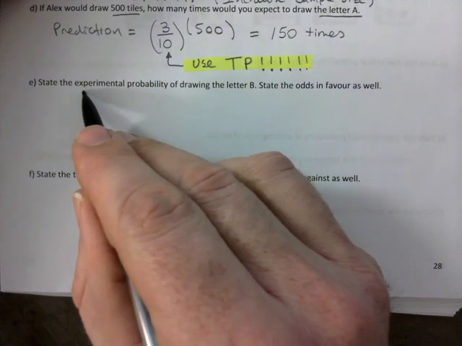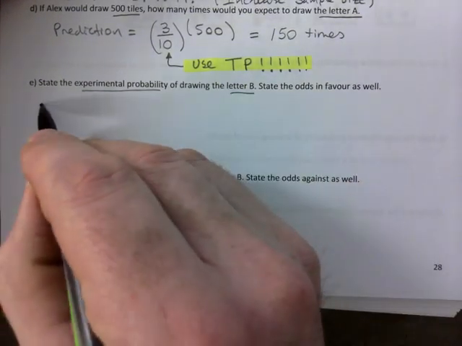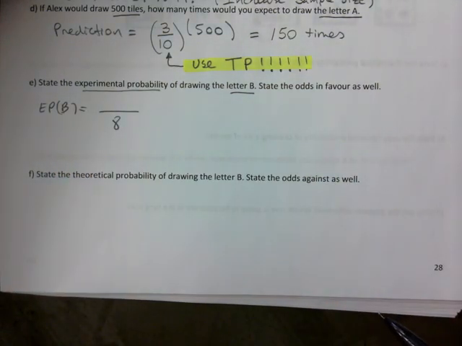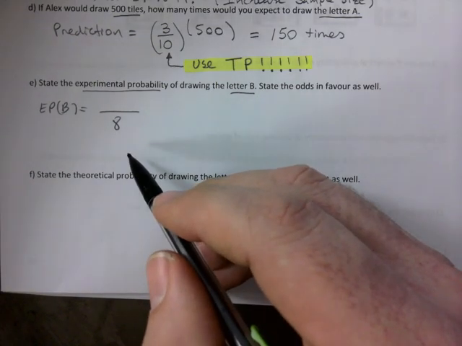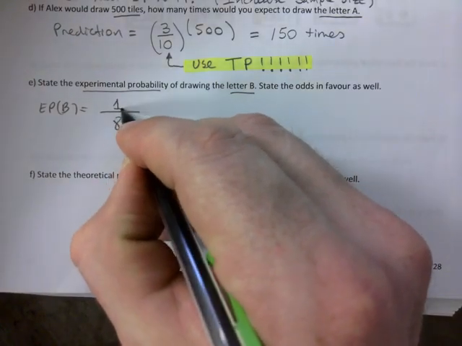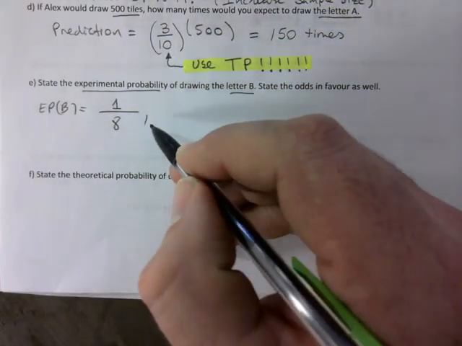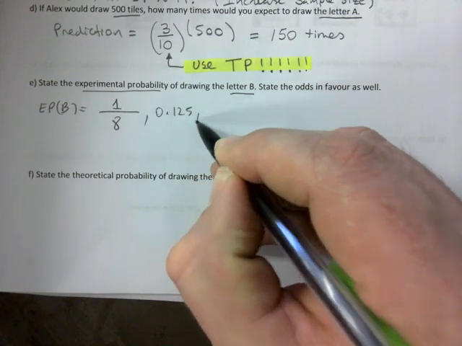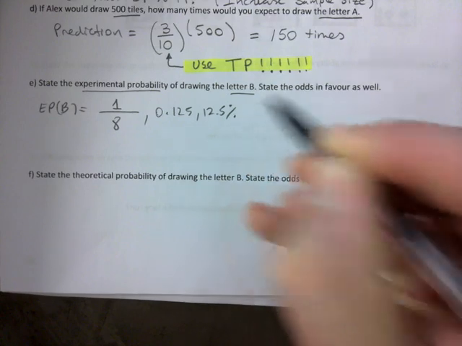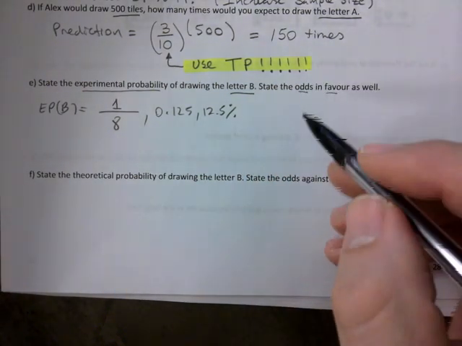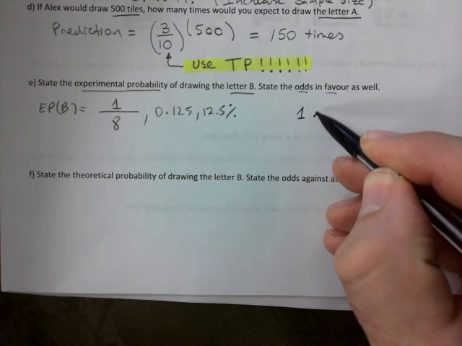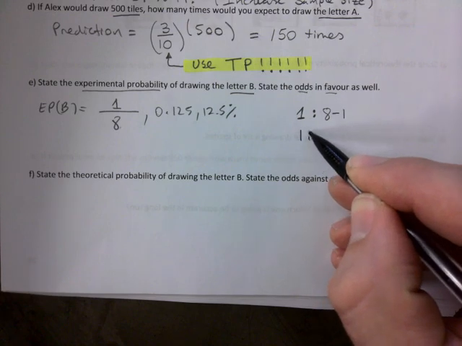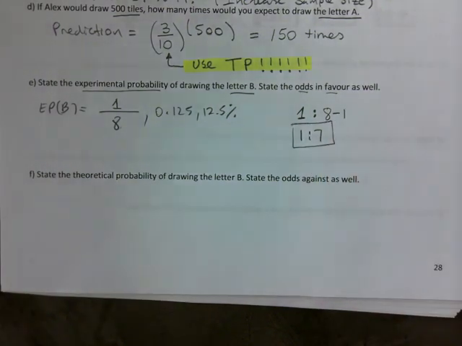So state the experimental probability of drawing a letter B. So the experimental probability of B, again, Alex made 8 trials. And if you go up there and you count how many B's, there's only 1. Okay. So that's your answer. We don't need to state it as a decimal, but why not? We want the odds in favor of that happening. So you take the denominator, subtract 1 from it, so it'll be 1 to 7 will be the odds of that happening.